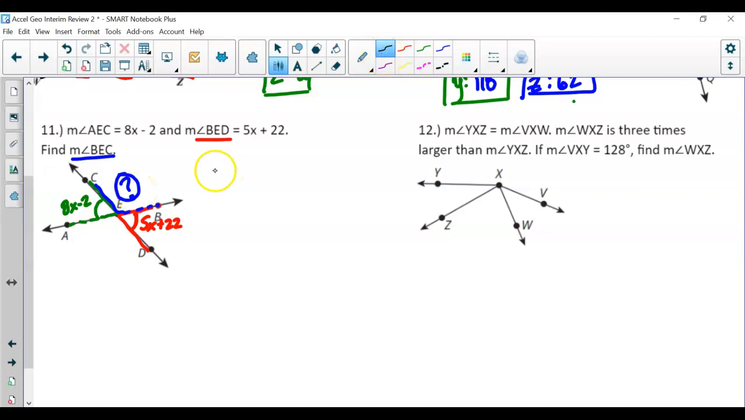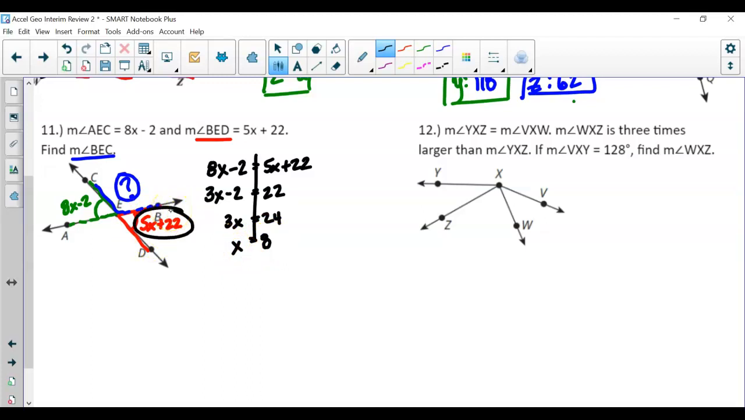But we'll still go ahead to solve for x, set them equal to each other because they're vertical. 8x minus 2 is equal to 5x plus 22. So when you gather here and subtract the 5x, you have 3x minus 2 is equal to 22, and now we solve. 3x is equal to 24, and x is equal to 8. Now, does it matter which one we plug in? No. I'll go ahead and plug into the 5x plus 22. So 5 times 8 plus 22, which gives you 62 degrees. But that means if this is 62, then our angle here is 118 degrees.